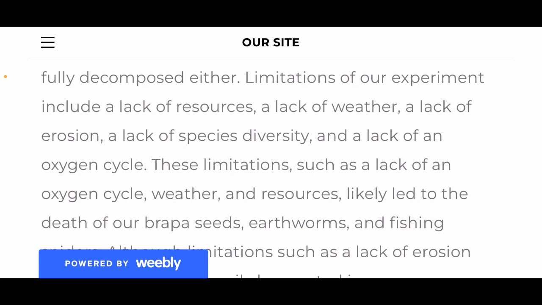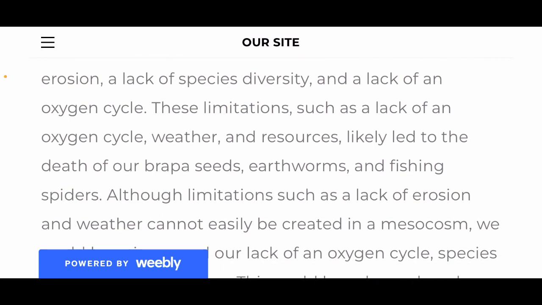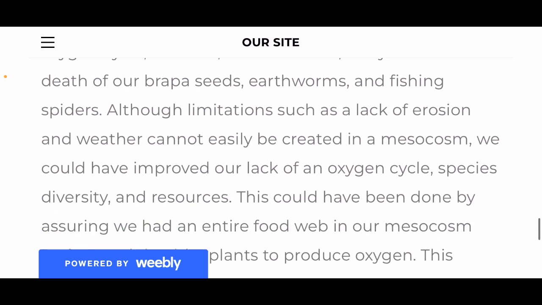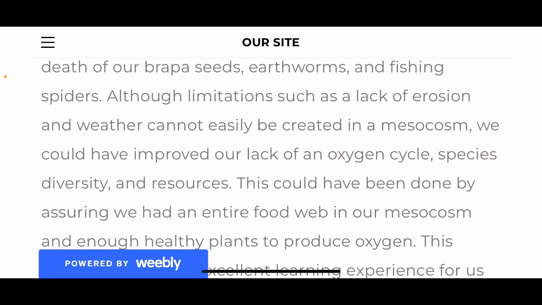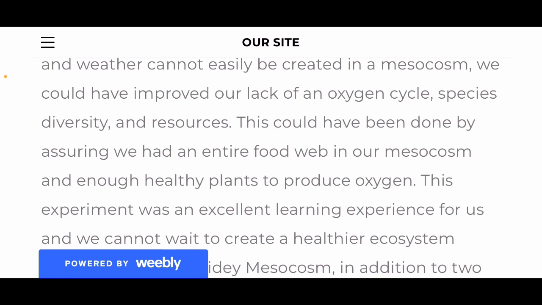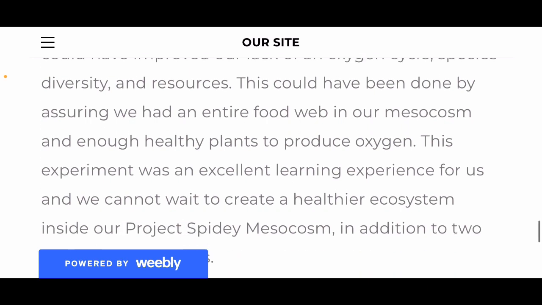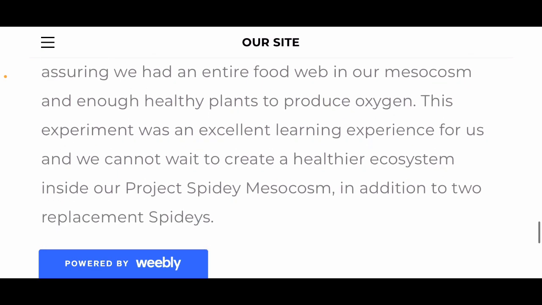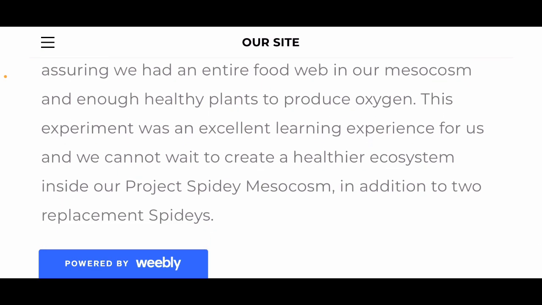So our limitations include a lack of resources, such as erosion, diversity, and a lack of an oxygen cycle. And these limitations probably led to our mesocosm not being self-sustainable. And although limitations like a lack of erosion and weather cannot be easily replicated in a mesocosm, we could have improved our lack of an oxygen cycle, species diversity, and resources, which would have saved our mesocosm, and our organisms would have likely still been alive.